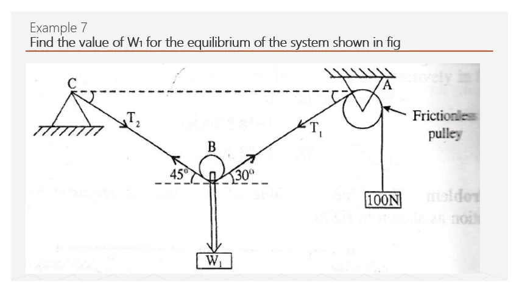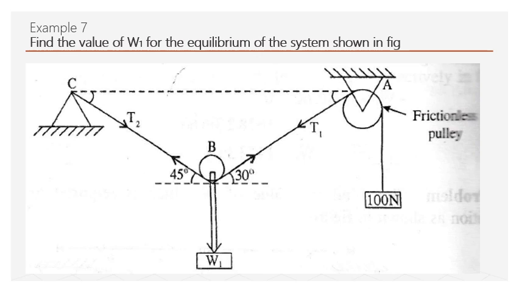Let's move on to the next problem. Similar to the previous problem, here on one side the string is passing over the frictionless pulley. The weight is 100 Newton. So the body is in equilibrium. We have to find W1. To find W1, of course, we have to find the tensions in the strings T1, T2. Note down the diagram.